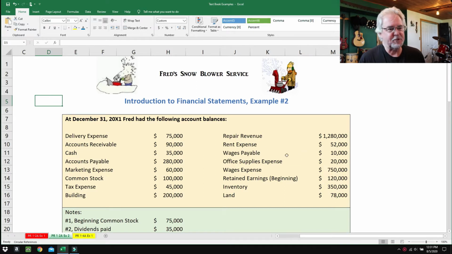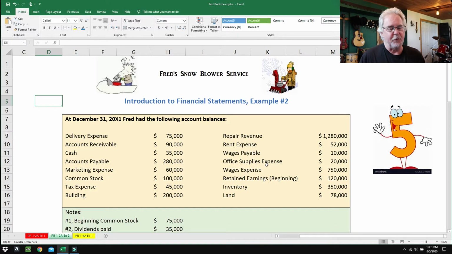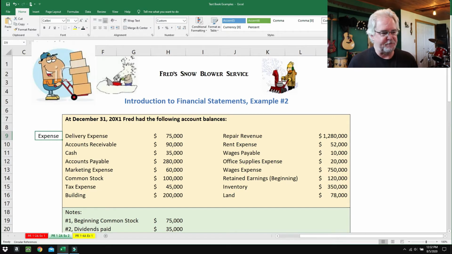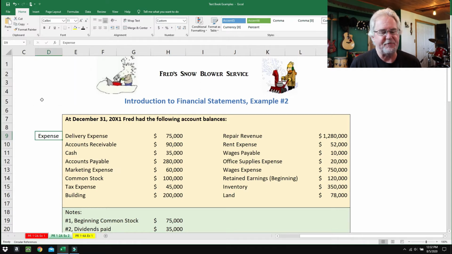So what we need to do first of all is go through them and find out, well, what kind of accounts are these? We only have 5 different types of accounts. We have assets, liabilities, equity, revenue, and expenses. That's it. And as we hit these different accounts, I'll explain them. So first of all, we've got delivery expense. And delivery expense, the name gives it away. It's an expense. An expense is a cost of doing your job. Fred's job is to fix snowblowers, to sell snowblowers, and delivery expense is a cost of doing that job.